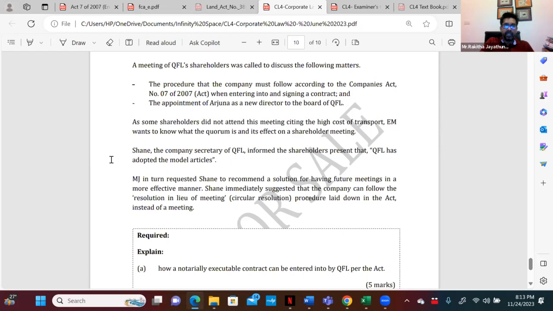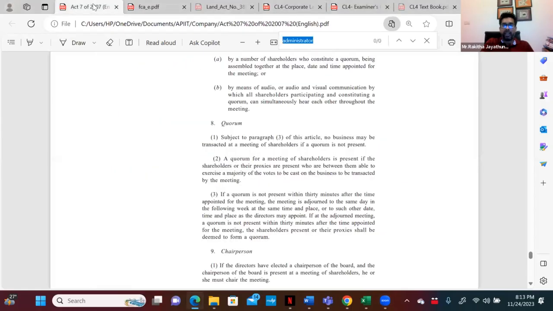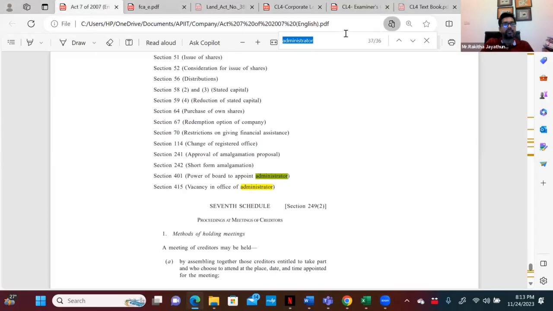Now here, again, the answer is completely based on the Companies Act. Where can we find it? Can someone tell me the relevant section, please? Resolutions in lieu of meeting. Where can we find the relevant section? Let's see. Yes, Samir is correct. Yes, Ayub, section 144. Let's go there and see. 144.